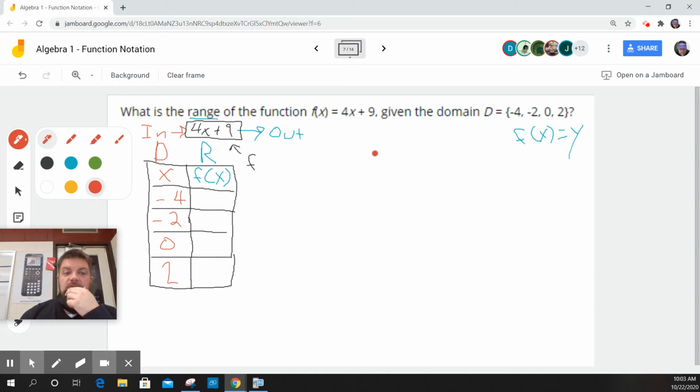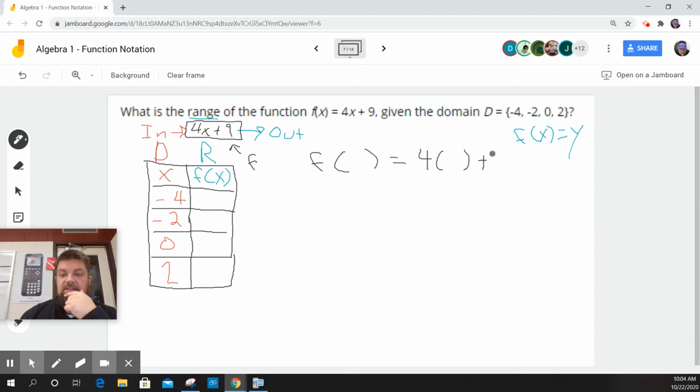So what I'm going to do is I'm simply going to say 4 or f of something. Well, I'm running out of room here. I'm going to say f of x is equal to 4 times x plus 9. And you might say, well, Mr. Adams, you didn't write down the x. That's true, because I'm going to plug in -4 for x.